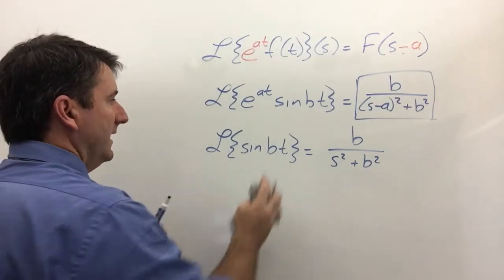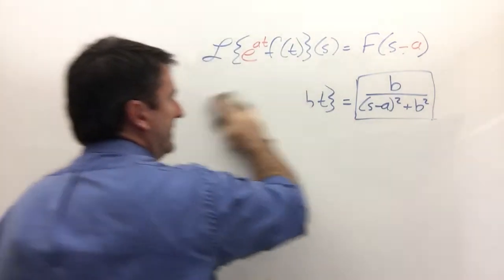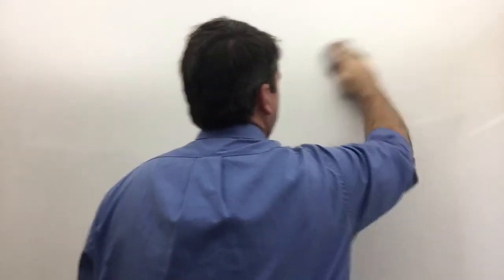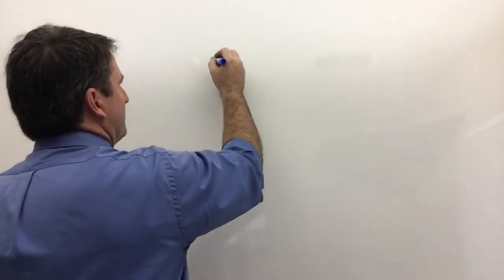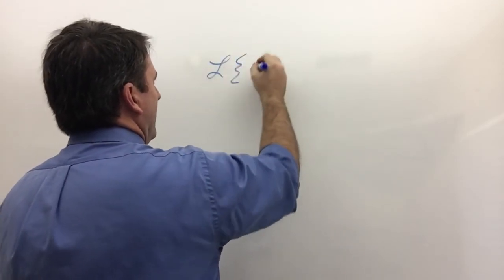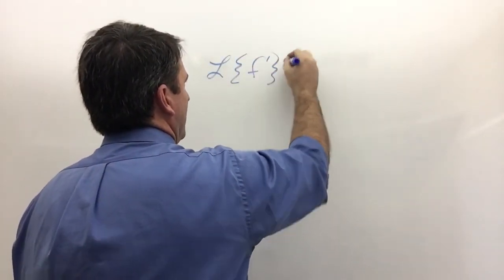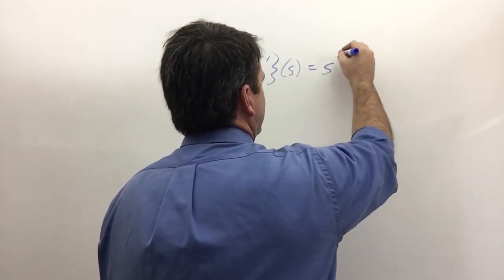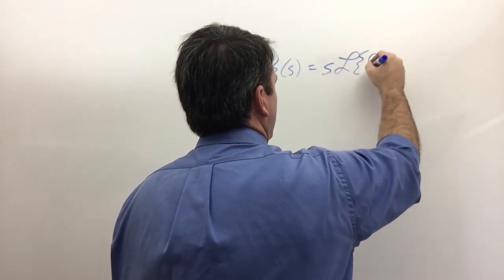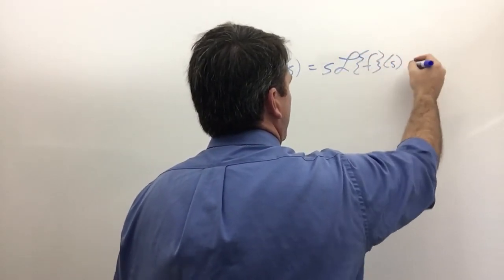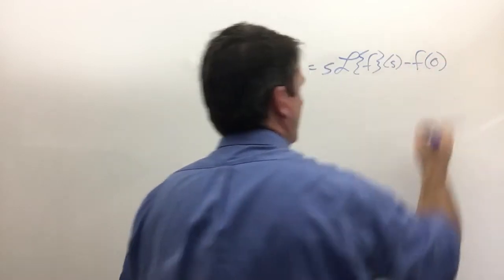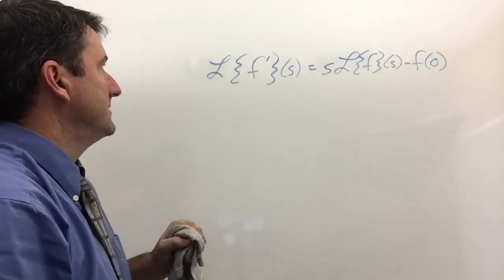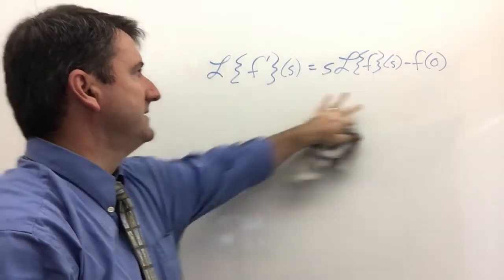All right. The second property that we want to talk about is the Laplace transform of the derivative. So the Laplace transform of the derivative of some function is going to be equal to s times the Laplace transform of that function minus that function evaluated at 0. So let's do an example with this.